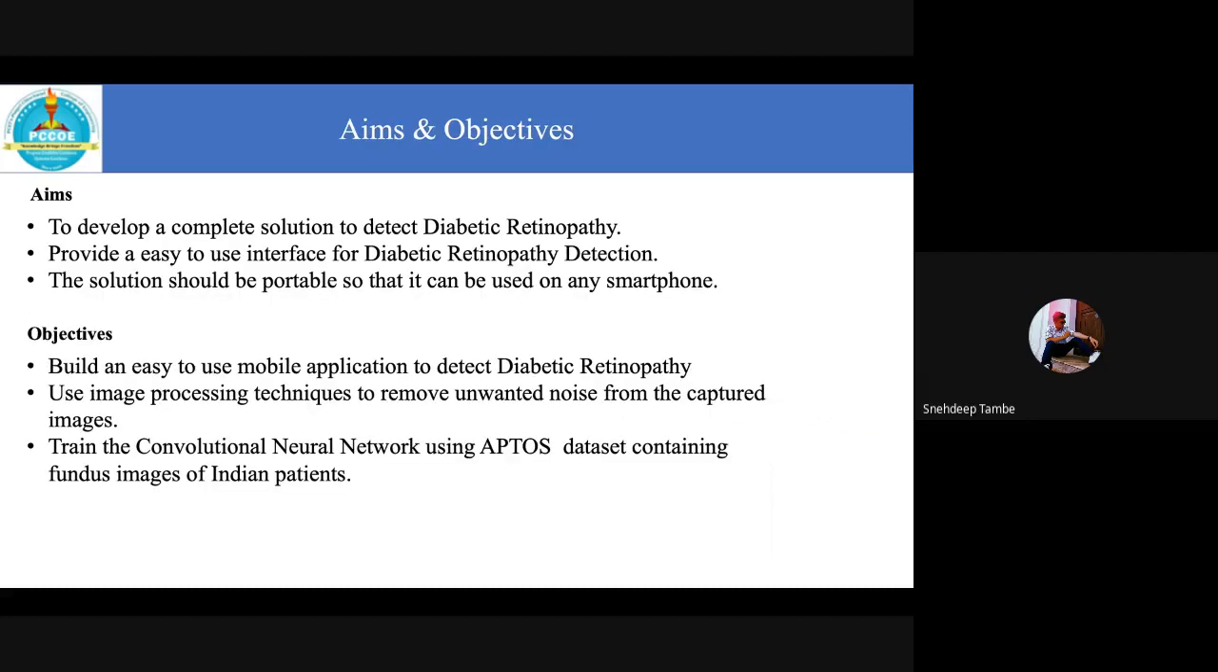So the aim and objectives of our project are: the aim is to develop a solution for diabetic retinopathy that provides an easy to use interface, and the solution should be portable so that it can be used on any smartphone. The objectives of our project are to build an easy mobile application to detect DR and use image processing techniques to remove unwanted noise in the image.